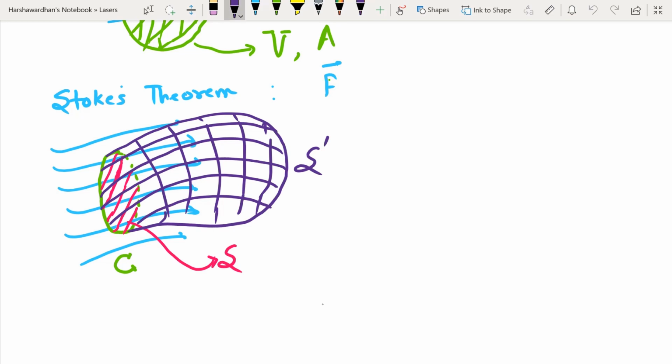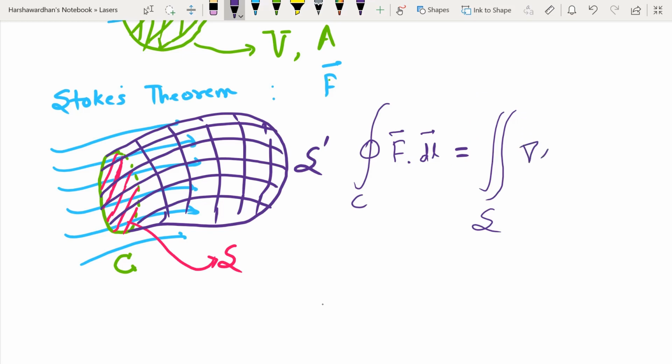Stokes' theorem states the following: if I look at the total circulation of the field around the loop, what do you mean by circulation? You take F, you dot it with dl, which is the line element along the loop, and then you integrate it over the closed loop, and then you would get the following: the integral over the curl of the field, which is a vector quantity, dotted with dA, which is, for example, the area element.